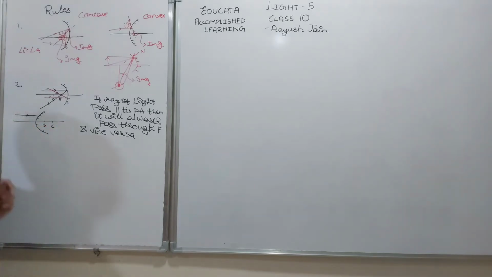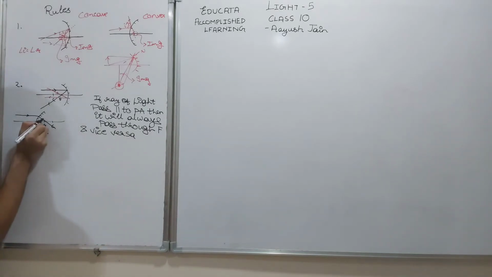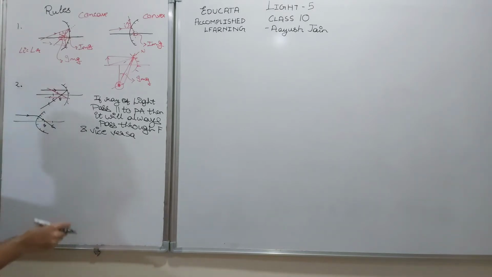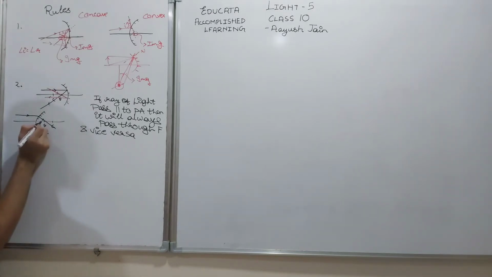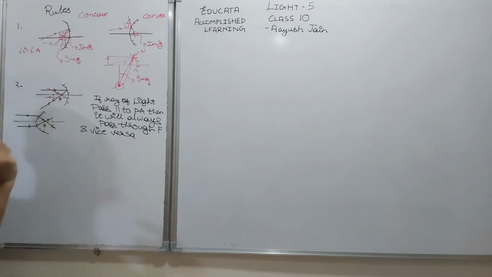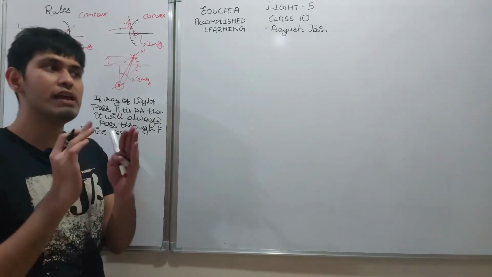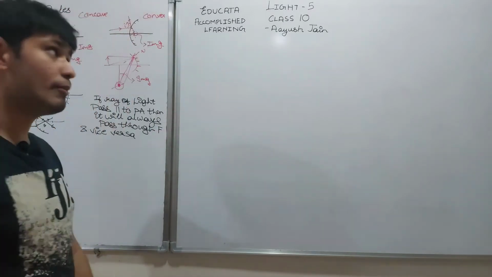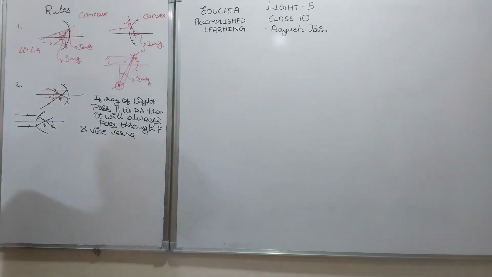The ray of light passing parallel to the principal axis will always pass through the focus, but in this case it will pass in the inward direction. Okay, it will just pass in the inward direction, and it will always pass through the focus. Suppose this line will also always pass through the focus. Okay, this thing is clear to you. The second point may be clear to you. If any doubt persists, you can always comment in the comment section, and I am going to resolve your doubt.